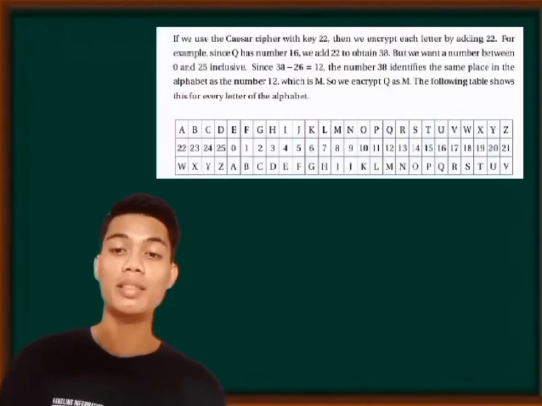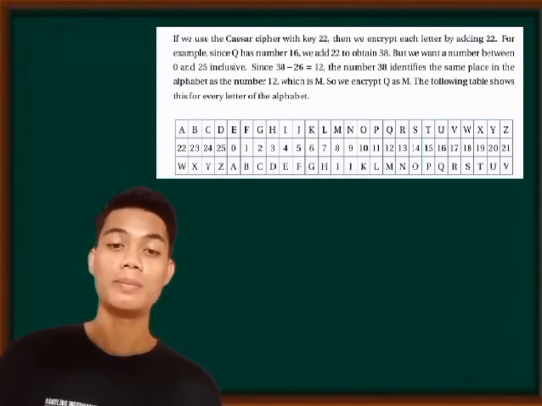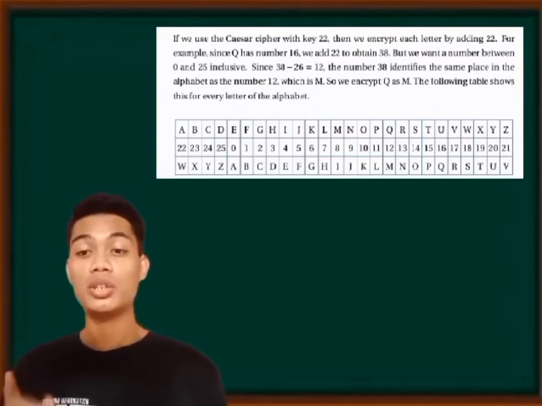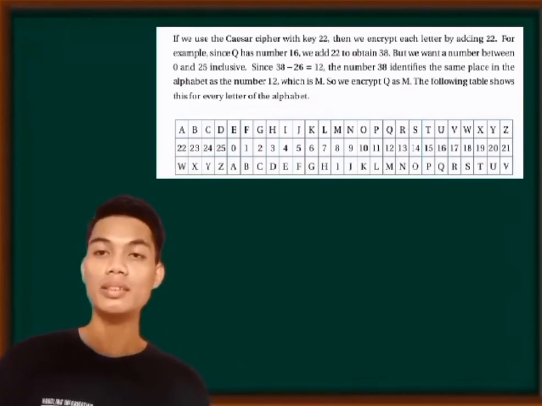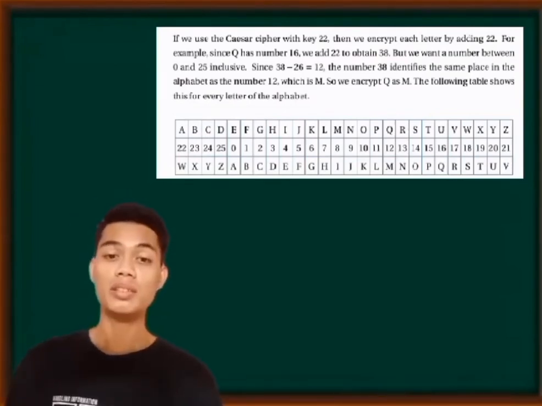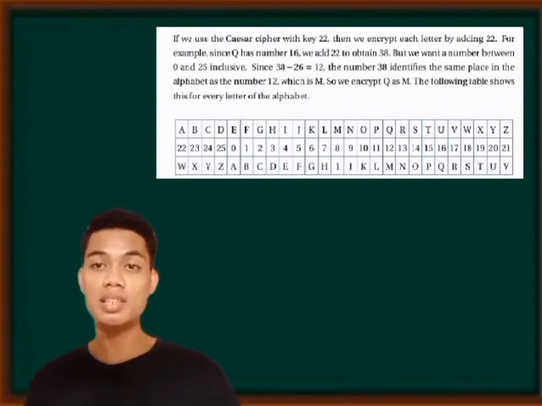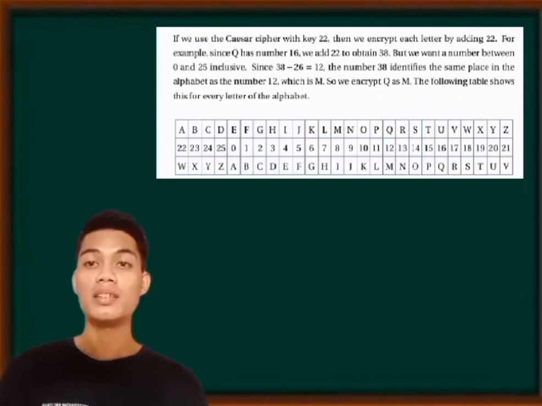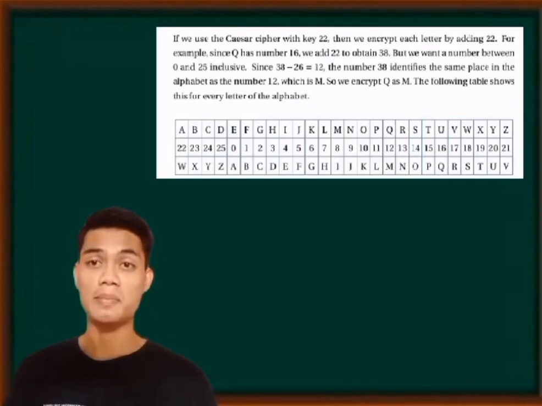If we use the Caesar cipher with key 22, then we encrypt each letter by adding 22. For example, Q has number 16 based on the table. We add 22 to obtain 38. But we want a number between 0 and 25 inclusive. Since 38 minus 26 gives 12, the number 38 identifies the same place in the alphabet as the number 12, which is M. So we encrypt Q as M.